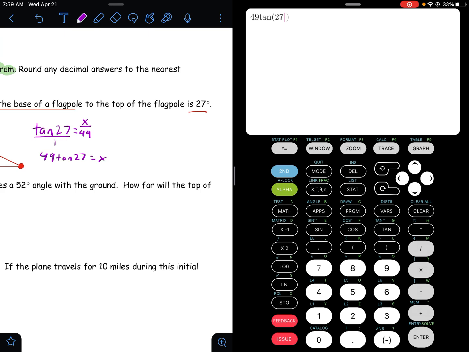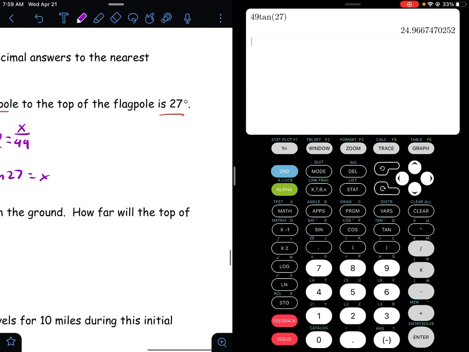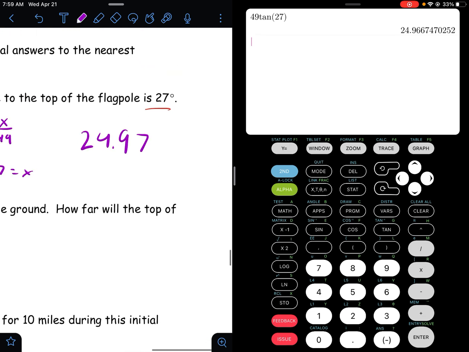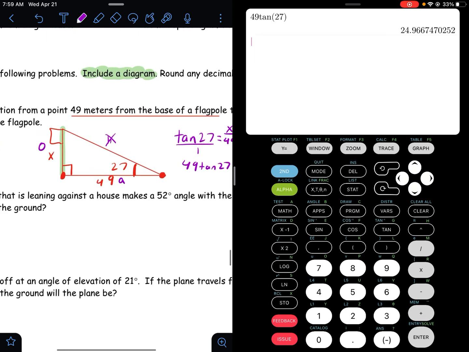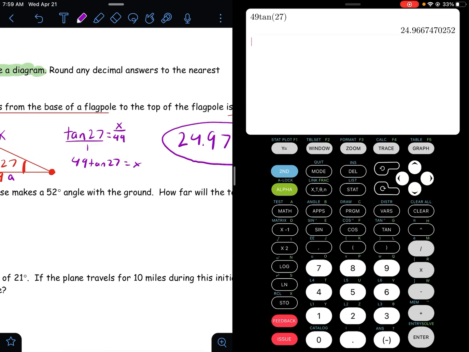49 tangent of 27 is going to give us 24.9... Let's see, they want us to round to the nearest hundredth, so 2 decimal places. 24.97, and then the units on this is meters. So the height of the flagpole is going to be 24.97 meters.